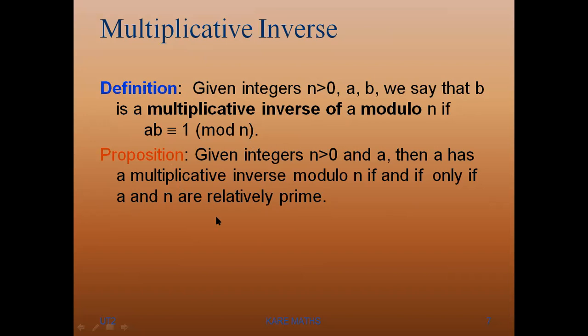And here they're given one statement. Given integers n greater than 0 and a, then a has a multiplicative inverse modulo n if and only if a and n are relatively prime. Only if a and n are relatively prime will a have a modulo multiplicative inverse. So here we use the concept of a and n being relatively prime.